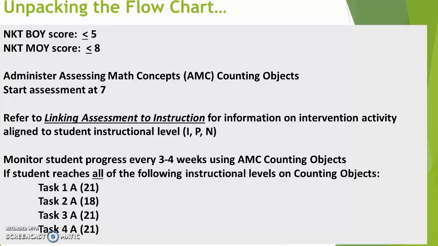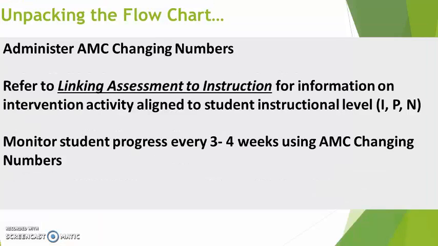Counting Objects Assessment. Once students have accomplished a level A in all 4 of the tasks, as referenced at the bottom of this screen, and that would be in the Counting Objects Assessment, then you have an opportunity to move on to the Changing Number Assessment as well. You again would want to monitor students' progress every 3 to 4 weeks using the Changing Number Assessment. There are many assessments available in the AMC, Assessing Math Concepts resources, but for kindergarten students, we will only be administering the Counting and Changing Numbers assessments.